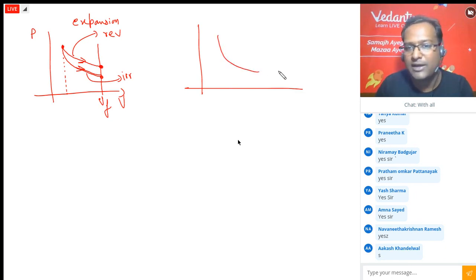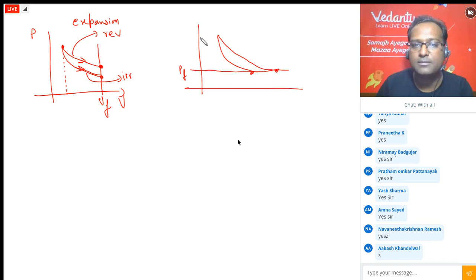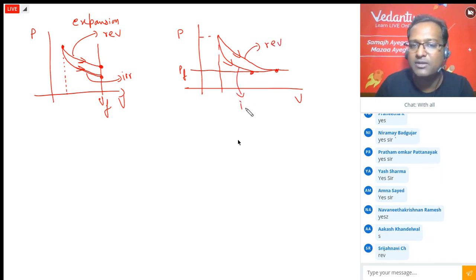Now, the same graph I am writing, I am now stopping at a fixed P final. V final is not fixed, but the P final is fixed. It is the same thing, pressure versus volume, expansion only. So again, as you can see, work done will be more under which graph? It will be more under the reversible graph, and lesser under the irreversible graph.